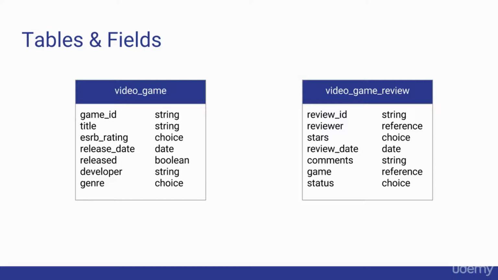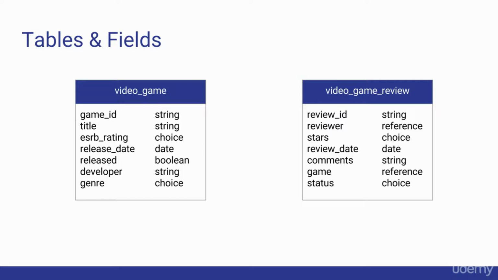Then we'll create a video game review table. This table will consist of a number field, which will act as the review ID. This will be a type of string. We'll have the reviewer field, which will reference the sysuser table. We'll have a stars field, which will be a choice.